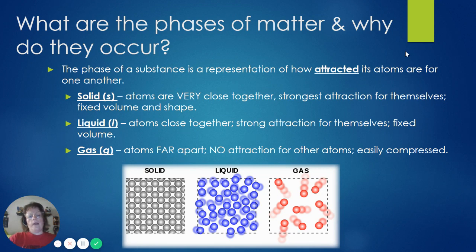Liquid, however, the atoms are still kind of close together, but the attraction is not as strong as with a solid. And there's a pretty fixed volume there. The volume's not going to change, but it is more, I should say, liquidy or fluid. And then gases, on the other hand, the atoms are far apart. There's no attraction, and they'll bounce all over the place. If you open the container they're in, they'll just diffuse out into the atmosphere. They can be easily compressed, easily pushed together. But we'll talk about gases in that unit. We won't get too much into that right now.